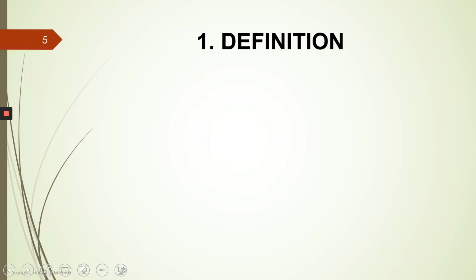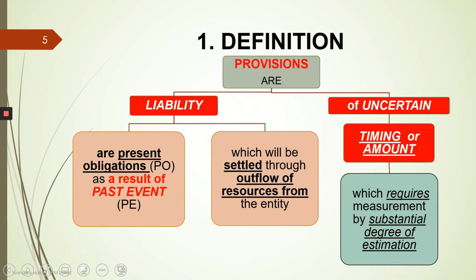So we start off with, of course, knowing the meaning or the definition of provisions. In a simple word, provisions are liability, but it is a liability with uncertainty. The word here is uncertain. Uncertain has some element of substantial estimation, uncertain timing, and also uncertain amount. But it starts off with the word liability.